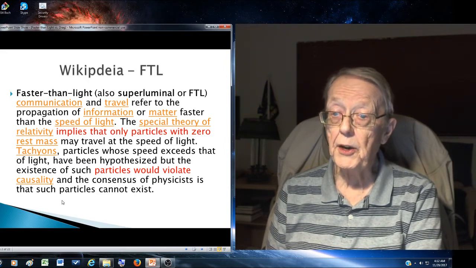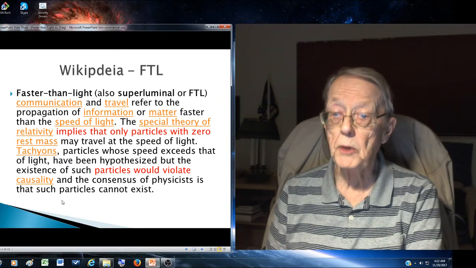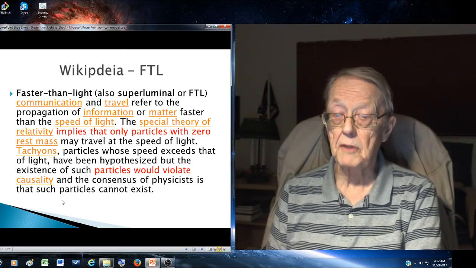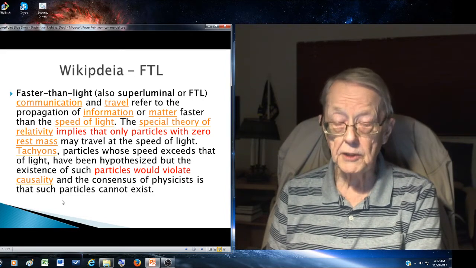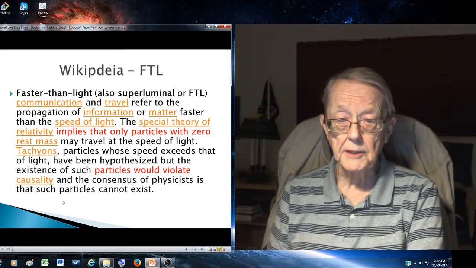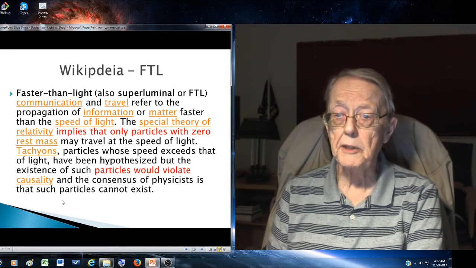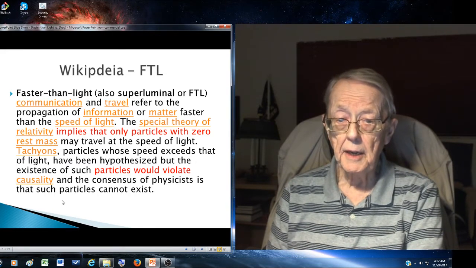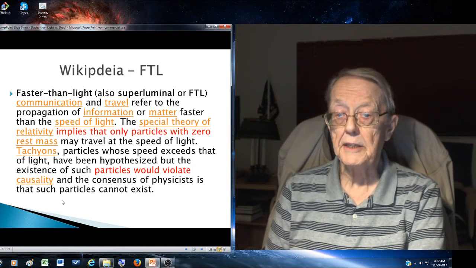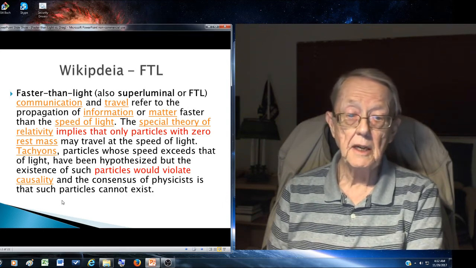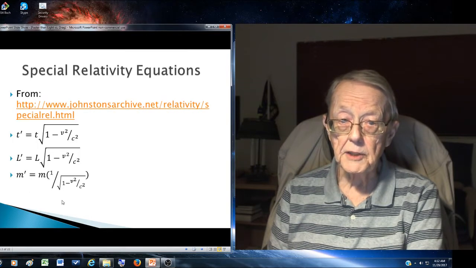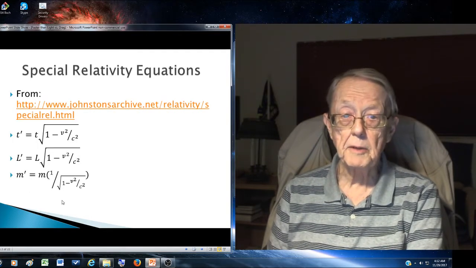Now, the theory of special relativity implies that only particles with zero rest mass may travel at the speed of light. They say nothing else can go faster than that. Although they had proposed tachyons, particles whose speed they claim would exceed that of light, the existence of such particles would violate causality, and the consensus of physicists is that such particles cannot exist. So special relativity is telling us that you can't go faster than the speed of light.